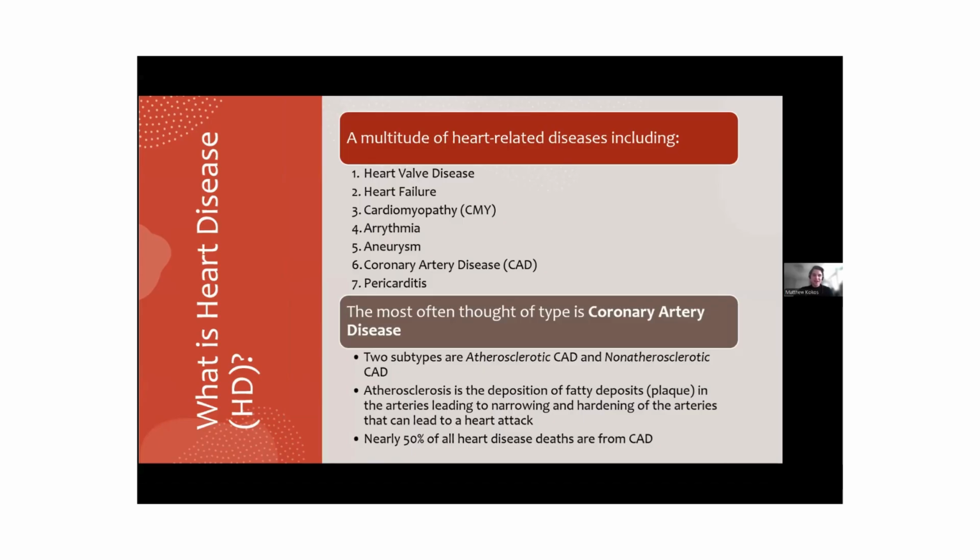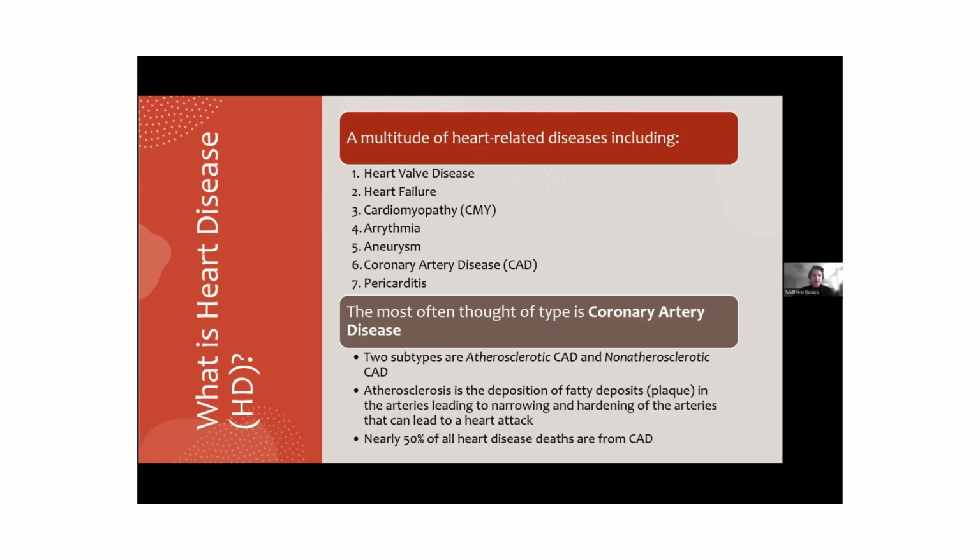Well, heart disease is actually a multitude of heart-related diseases, including heart valve disease, which is weakening or leaking heart valves; heart failure, which is a pumping failure of the heart; cardiomyopathy, which is a chamber narrowing through abnormal muscle growth; arrhythmias, which are abnormal heart rhythms; aneurysms, which are weakening and bulging of blood vessels, typically in the heart. We see that a lot with the aorta, which is the main artery of the heart. Coronary artery disease, which is the narrowing of the heart blood vessels, typically through some sort of buildup. And then pericarditis, which is inflammation of the fluid sac surrounding the heart.